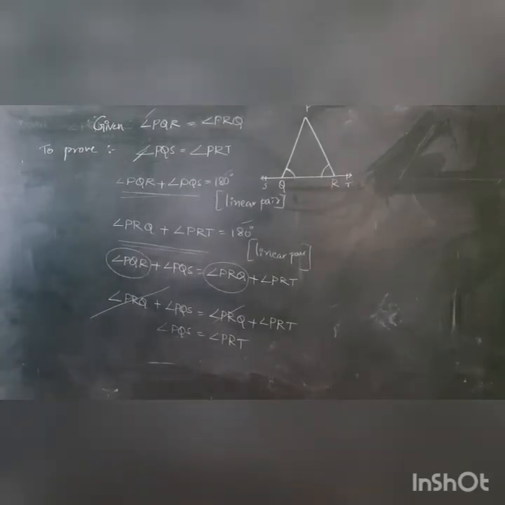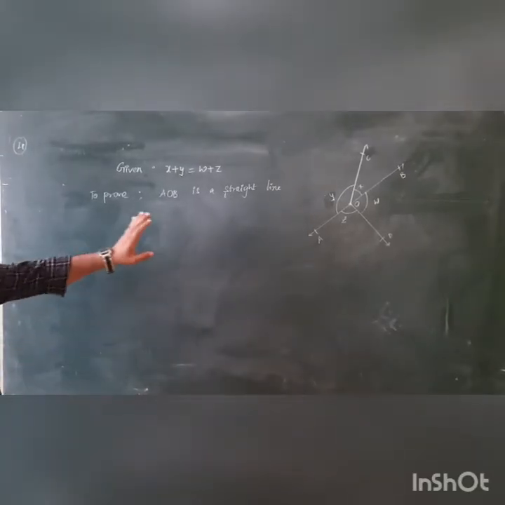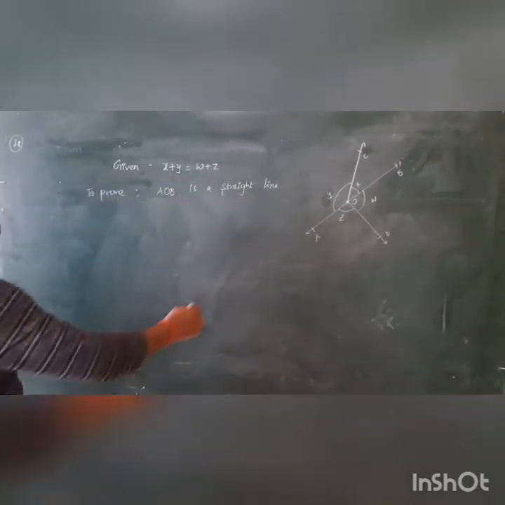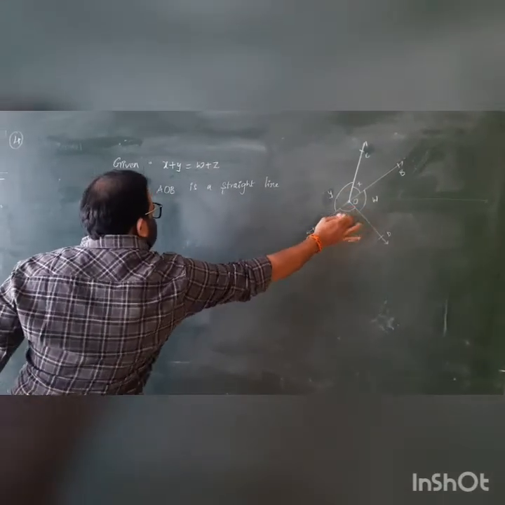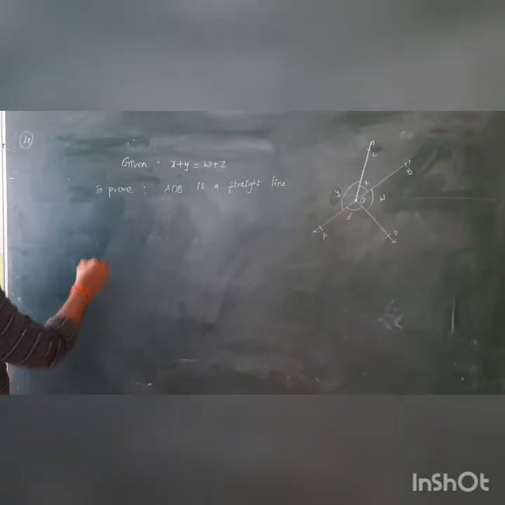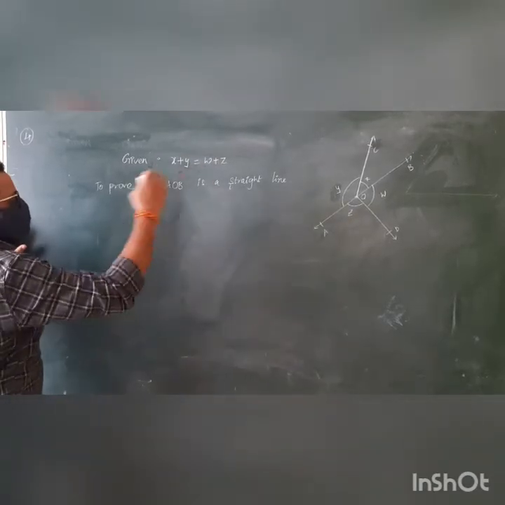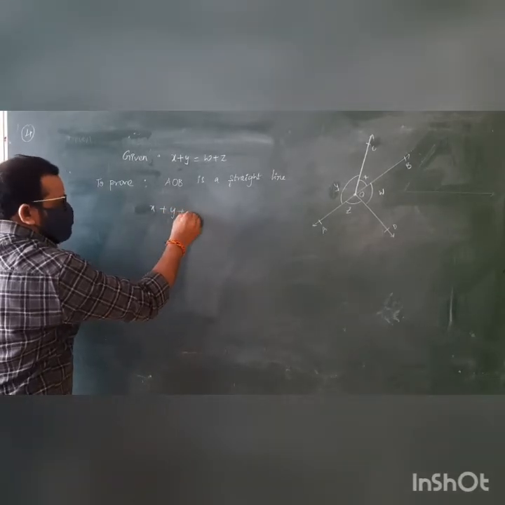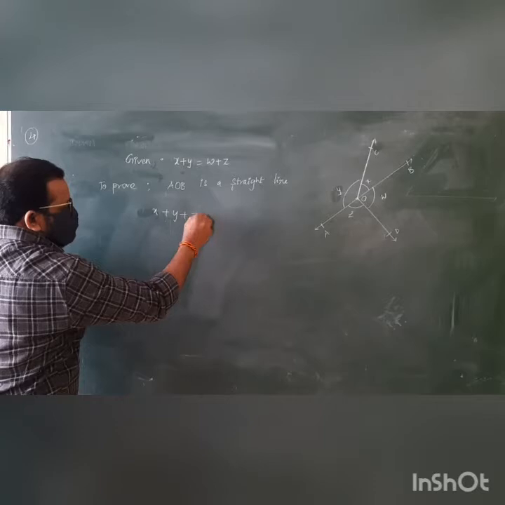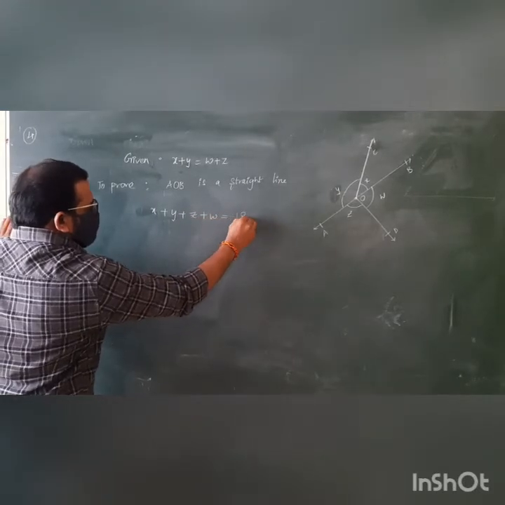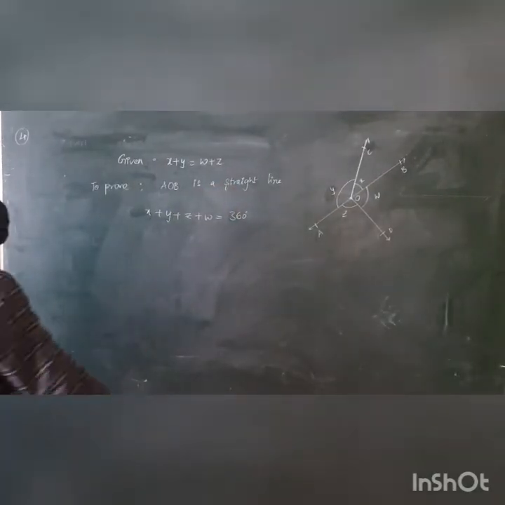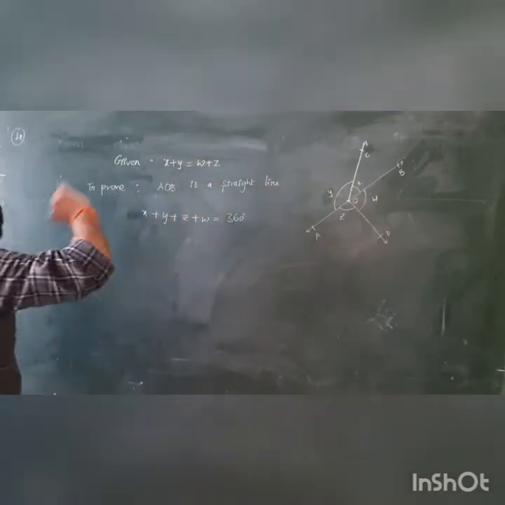Okay, let us see fourth problem. Coming to fourth problem, here you can see from the figure, it is given x plus y equal to w plus z. So let us take the sum of all the angles, that is x plus y plus z plus w equal to 360 degrees. As we know that the sum of all these angles forms an angle at a point. So it's a complete circle, we can take its angle as 360.